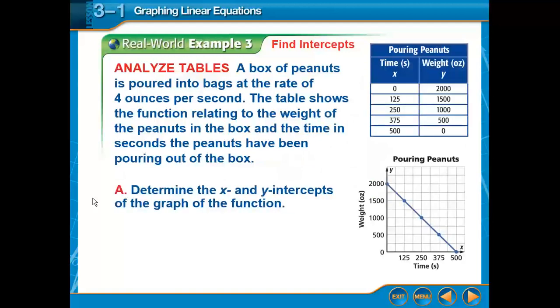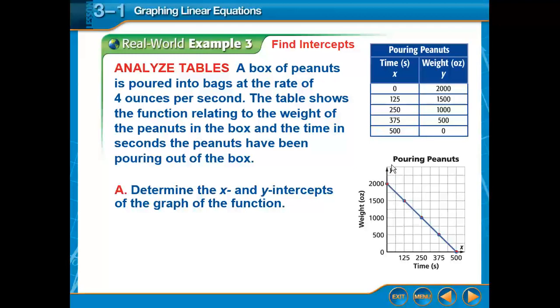Okay, we can also find intercepts by looking at a graph. So if I were to graph all of these points, (0, 2,000), (125, 1,500), (250, 1,000), (375, 500), and (500, 0), what do we notice about the points?